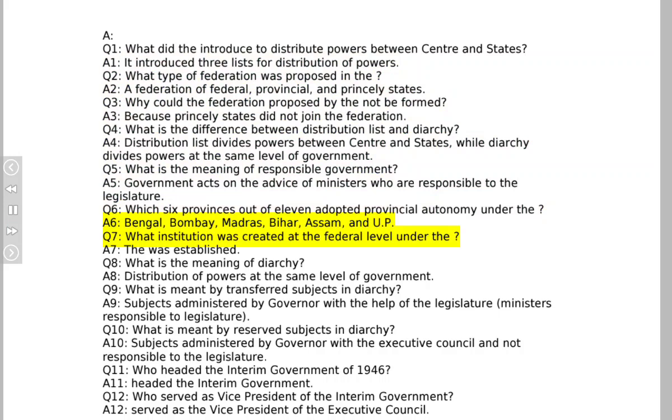Q7. What institution was created at the federal level under The? A7. The was established. Q8. What is the meaning of diarchy? A8. Distribution of powers at the same level of government. Q9. What is meant by transferred subjects in diarchy? A9. Subjects administered by the governor with the help of the legislature, with ministers responsible to the legislature. Q10. What is meant by reserved subjects in diarchy? A10. Subjects administered by the governor with the executive council and not responsible to the legislature.